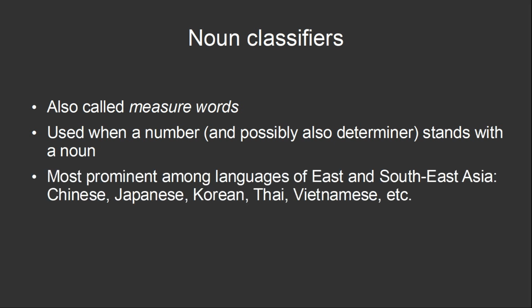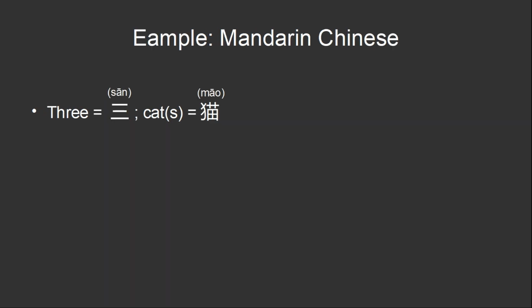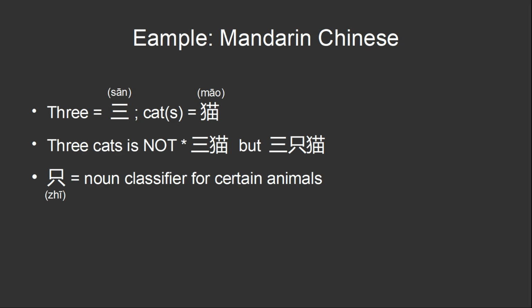These are most frequently found in languages in East and Southeast Asia. In these systems, numbers and often determiners cannot directly modify nouns, but must be combined with a measure word, or classifier. In Mandarin, 3 is san, and cat is mao, but 3 cats is not san mao. In fact, it's san zhi mao, where zhi is a measure word used with cats and certain other animals.